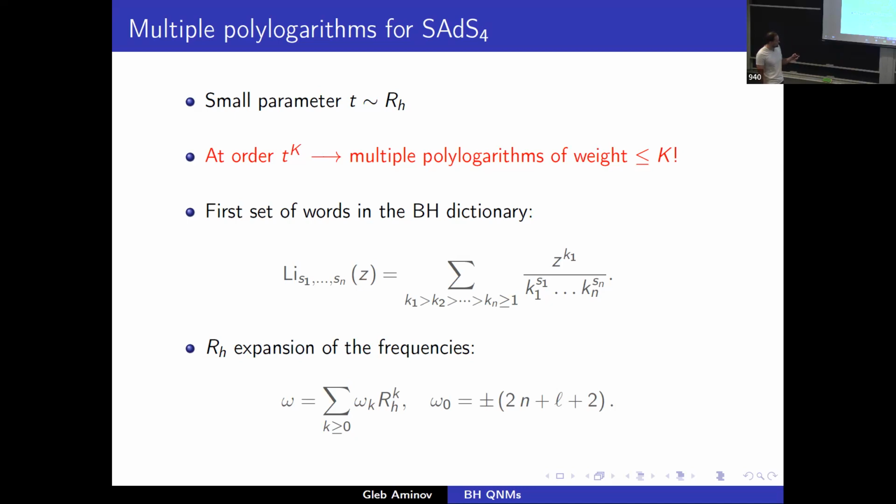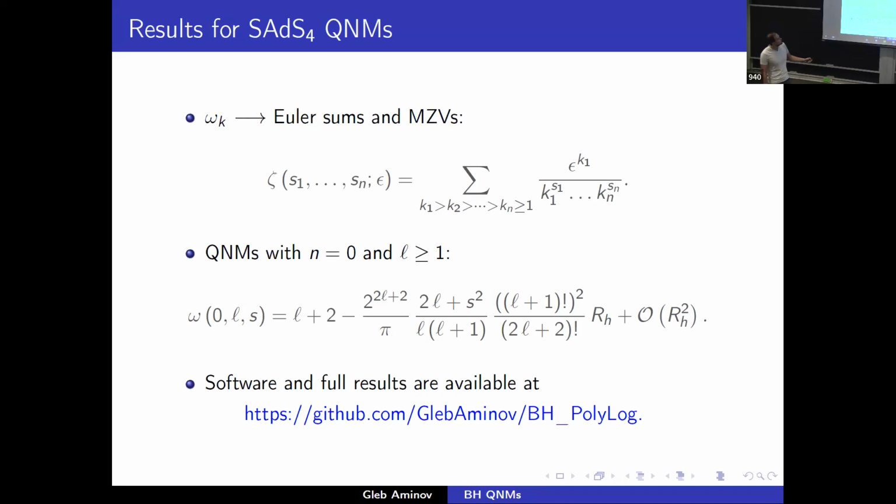And the frequency is an expansion in terms of the horizon radius parameter, and the zero order frequency is just AdS space without anything. That's the known result, and then you have the corrections that are some analytic things here. And since the wave function is written in terms of multiple polylogarithms, why is it? One more thing, yes.